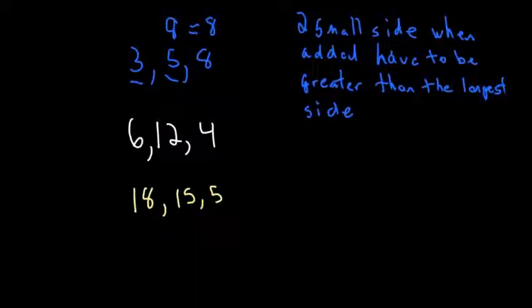So the next one, I have 6, 12, and 4. So I look, my two smallest sides are 6 and 4. So I add those up. 6 plus 4 is 10. 10 is less than 12. Can't be a triangle.